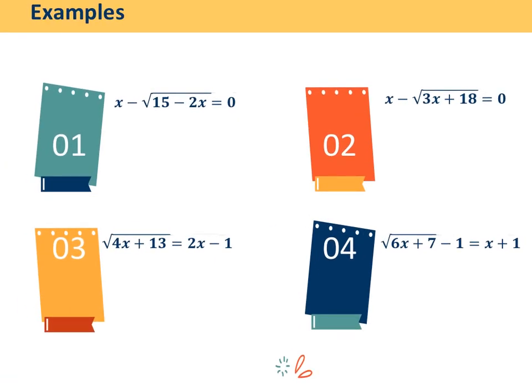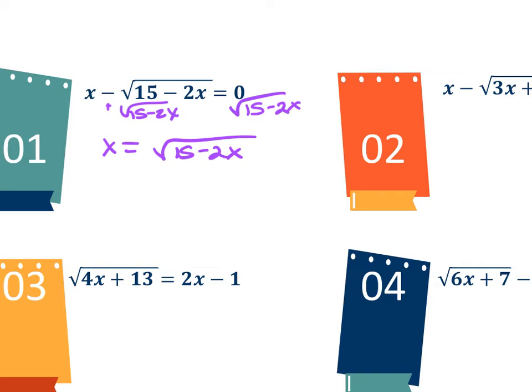Number 1 should say x minus the square root of 15 minus 2x equals 0. So the first thing I want to try to do is get just that square root on the side by itself. If I move it over to the other side by changing the sign, I get x equals the square root of 15 minus 2x. Now, to get rid of that square root, I'm going to square both sides of the equation.